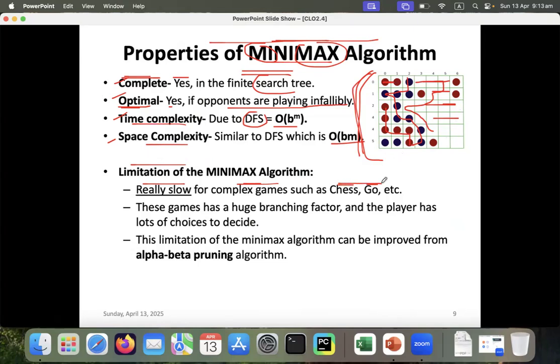Anyhow, if you have a game like that, then for complex games this minimax algorithm will not work. For tic-tac-toe or simple games, you can apply this minimax algorithm. Complex games normally have a huge branching factor. There are many branches in the tree and many nodes in complex games.